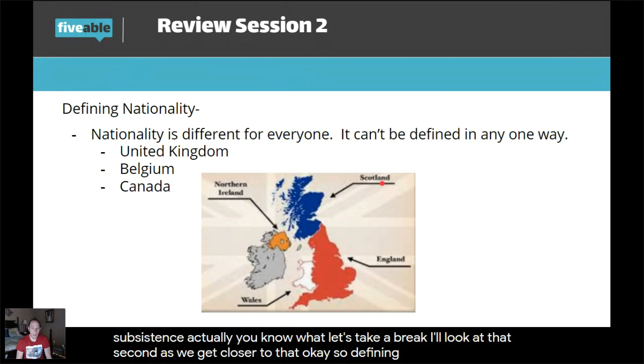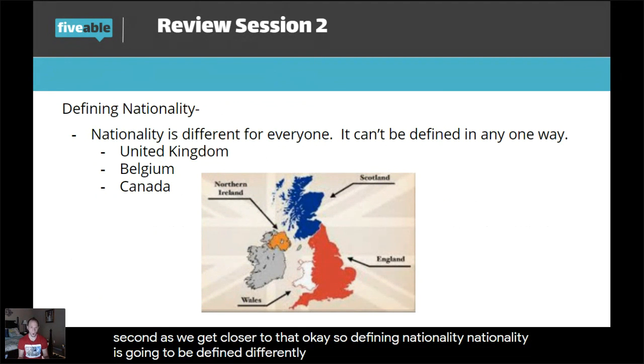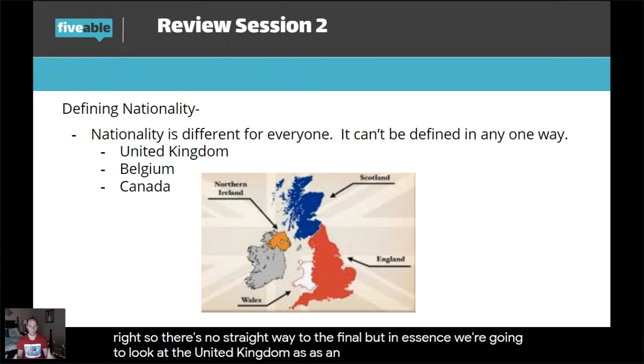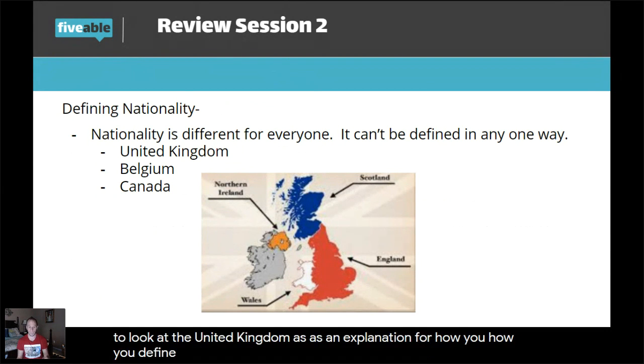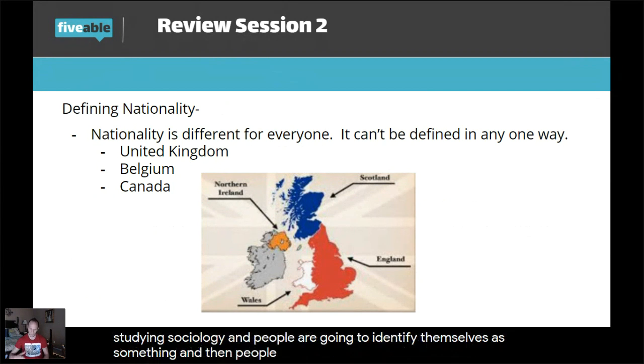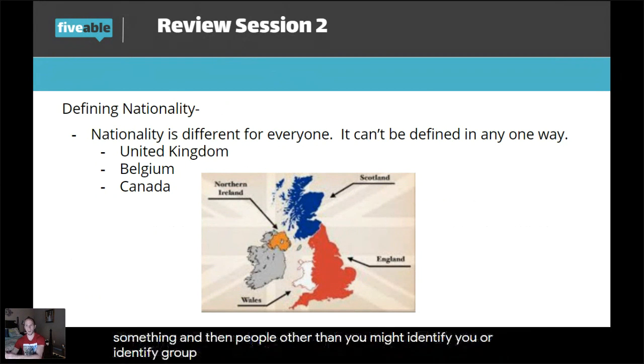Defining nationality. Nationality is going to be defined differently depending on who you are, all right? So there's no straight way to define it, but in essence, we're going to look at the United Kingdom as an explanation for how you define nationality. It has to do with how people identify themselves, okay? So there's two things you can learn when you're studying sociology. People are going to identify themselves as something, and then people other than you might identify you or identify a group of people based on what they see.